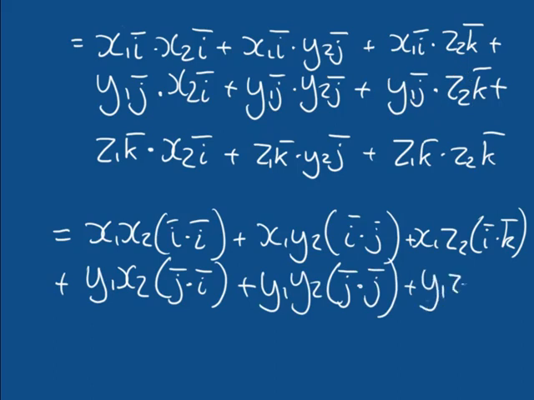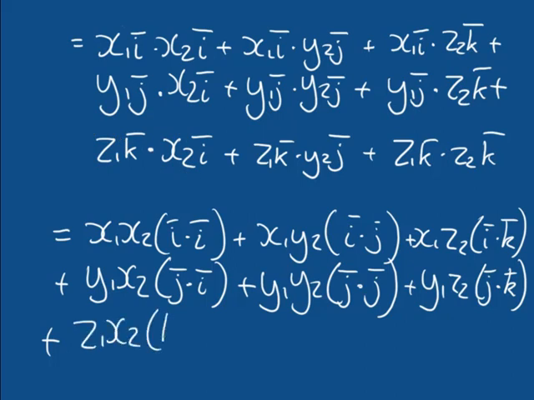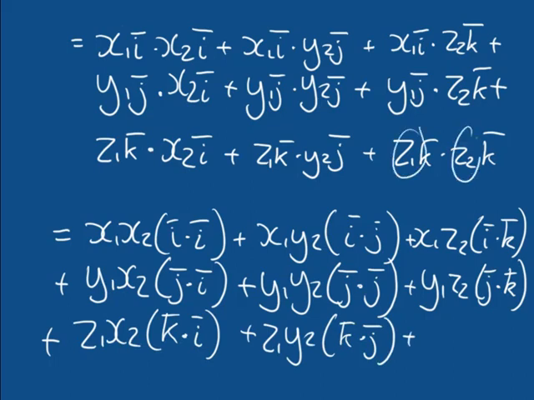And add that to z1, x2 multiplied by k dotted with i, added to z1, y2 multiplied by k dotted with j, added to z1, z2 multiplied by k dotted with k. Fantastic.